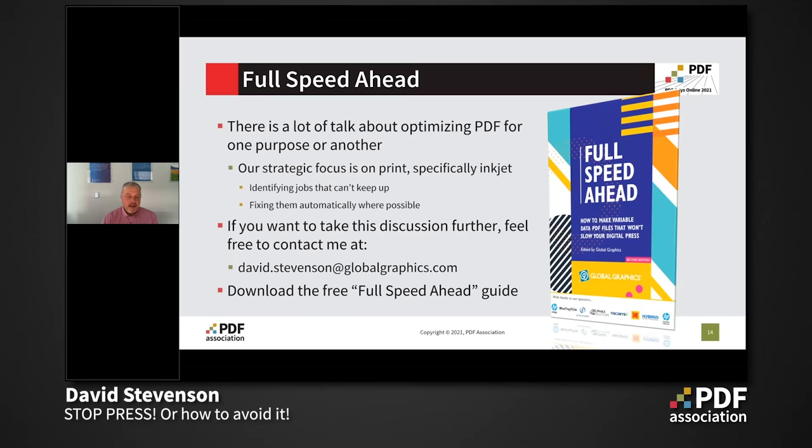And we're continuing to figure out how we can identify jobs that won't keep up with the RIP for a given press conditions, and then fix them automatically where possible. That's what the Streamline thing is all about. If you want to take this discussion further, then feel free to contact me.